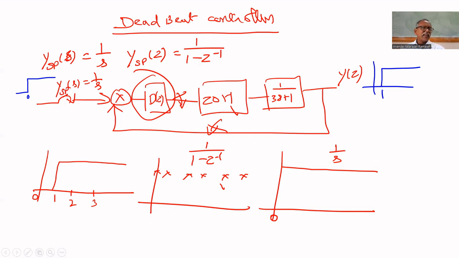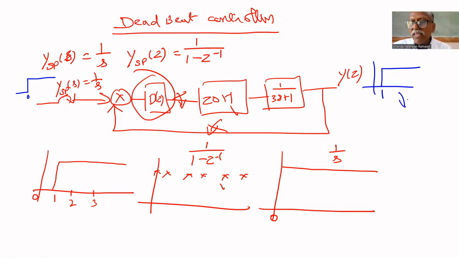Why one sampling period delay? We cannot expect the response at the same time. We can expect it only after one sampling period, because it has to pass through all these blocks, including the process, and the process has a time constant. So after one sampling period, the response is like a step input.